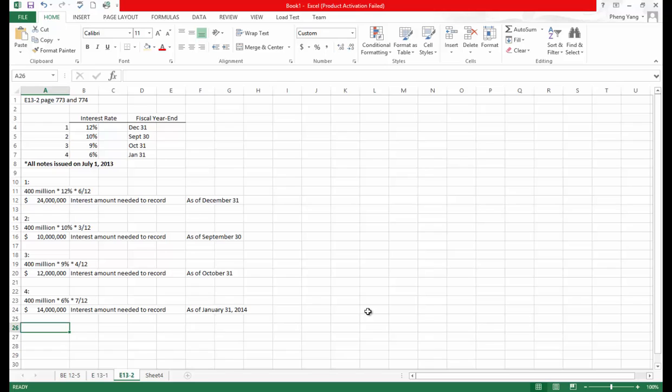Exercise 13-2. Basically what we did was we just recorded interest for each of the different scenarios. If the company had borrowed $400 million under each of these scenarios, and having different fiscal year ends means different months in calculating the interest.